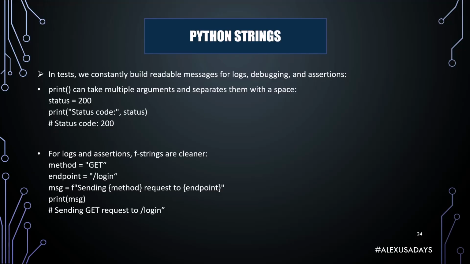For logs and assertions, f-strings are cleaner though. For example, we have multiple values such as method and endpoint that we need to pass. Then we can use f, the letter F before the string. Then we open the string. Everything goes inside the string in the quotes. And then in curly braces, we pass variables that get translated into text when printed out. So "Sending {method} request to {endpoint}" will print out: Sending GET request to /login.